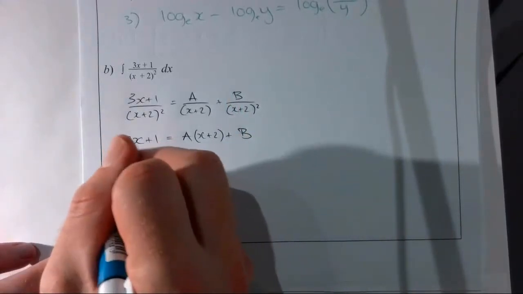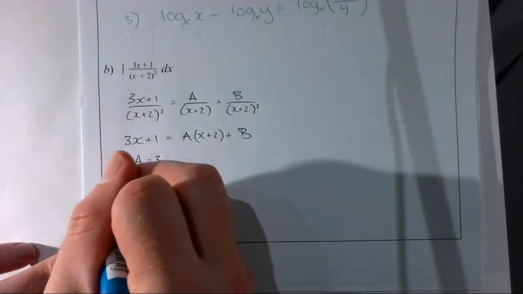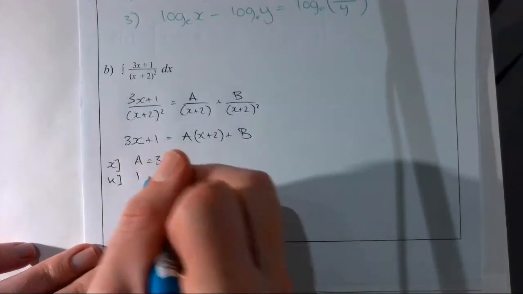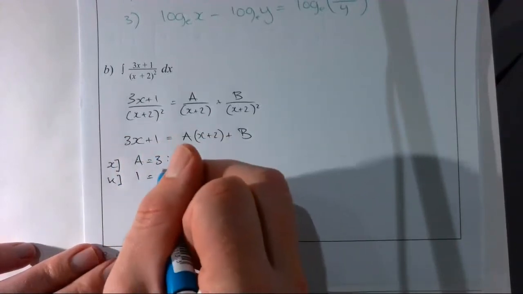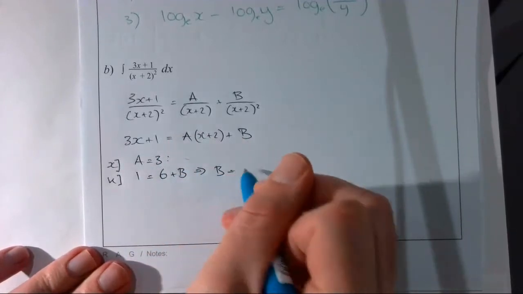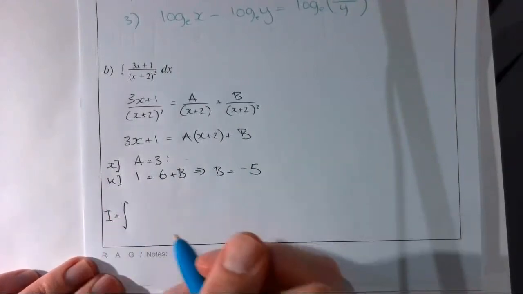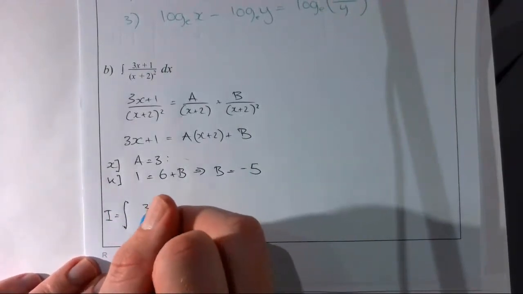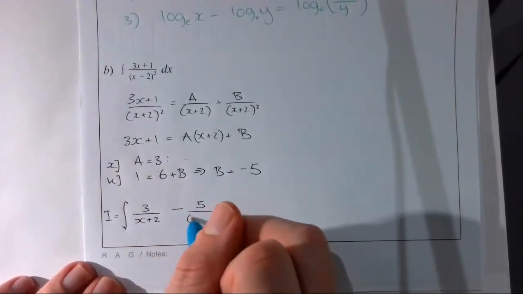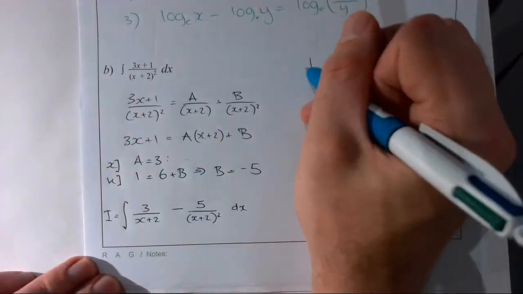So looking at the x coefficient, I can see that a equals 3. And then looking at the k coefficient, I have 1 is 2a, so that's 6 plus b, which tells us that b equals minus 5, which means my integral I is the integral of 3 over x plus 2, take away 5 over x plus 2 squared dx.